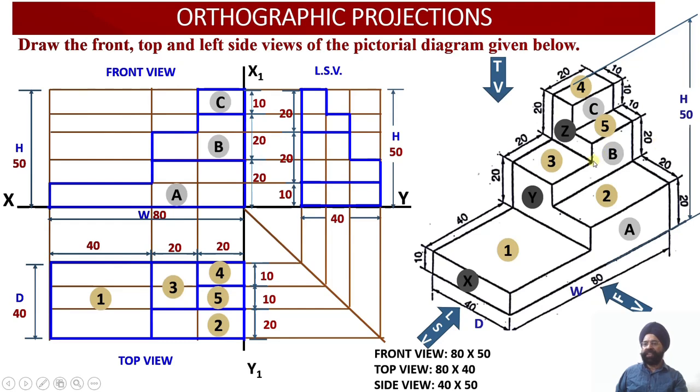And finally I have got the surface Z. In the surface Z, how much is the depth? Depth is equal to 20 millimeter. Out of this 20 millimeter depth, I have got 10 millimeter upwards, and then 10 millimeter back, again 10 millimeter up, and again 10 millimeter back, right? So this completes the true shape of the surface Z as it appears on the profile plane as we are looking at the solid from the left side view, right? So these are the three surfaces.